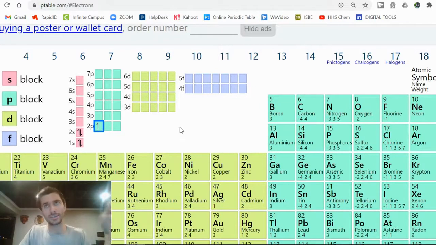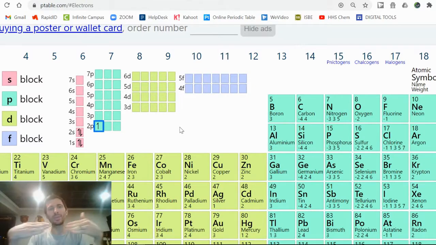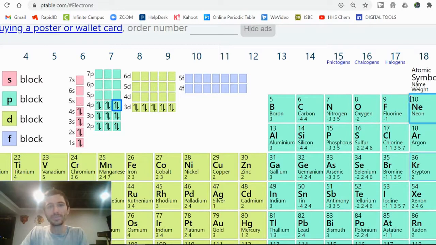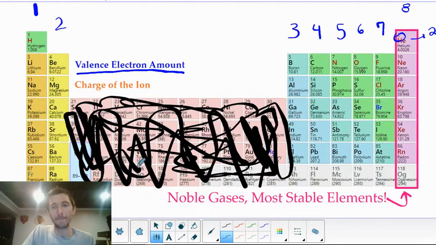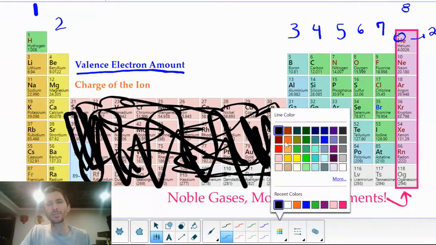We're going to use that in the coming weeks when we start talking about how things bond together. Because again, everything wants to be like the noble gases. So the last thing we're going to deal with today, again, today's mostly note-taking for us. We'll get to more of this stuff next week.